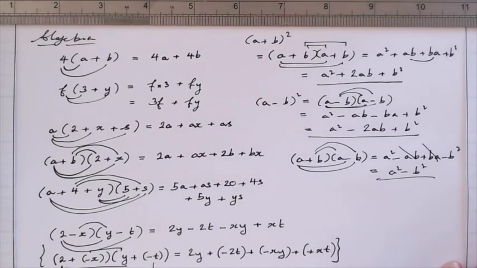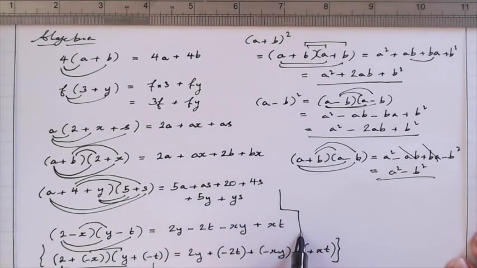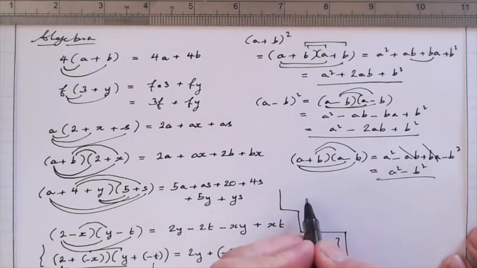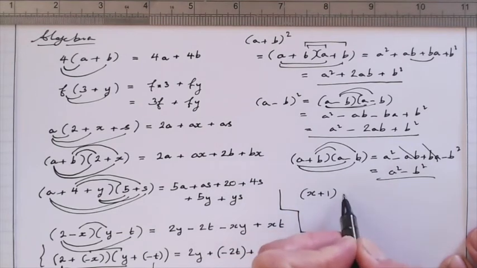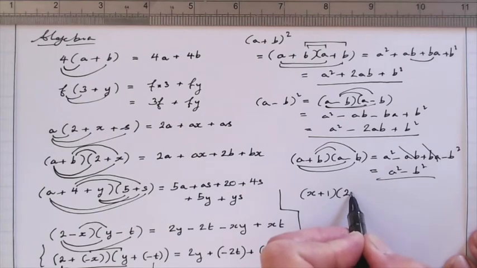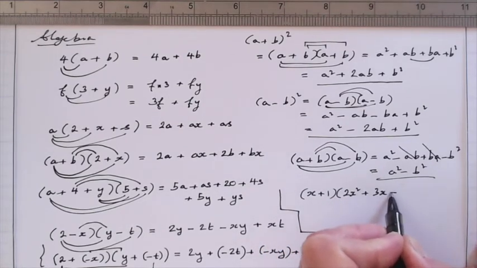Right, okay, so I think I'm going to just end by doing one last little bit of expanding, and that's just to show you that if you have repeated terms, you can collect things together. So let's just have a look. Let's imagine we have something like (x + 1)(2x² + 3x − 4).